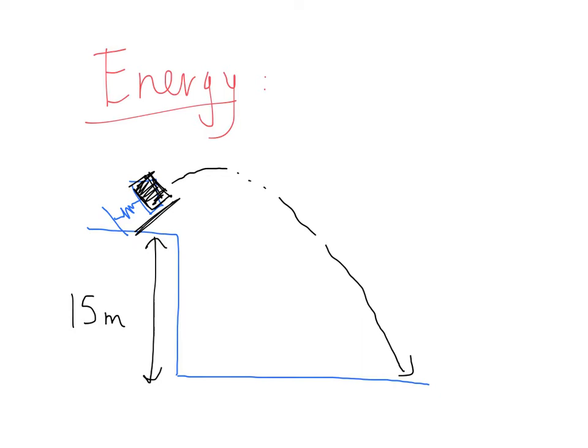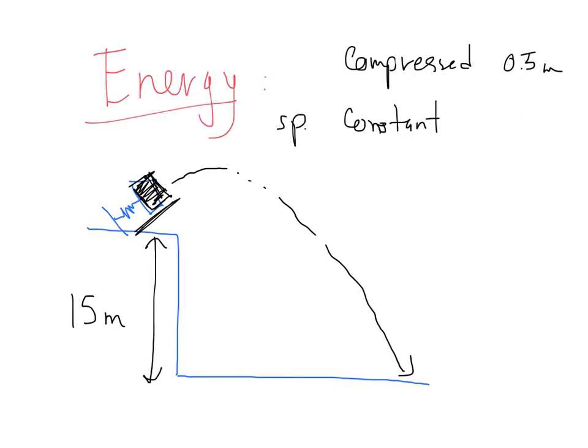Let's say the spring is compressed a half a meter. That's an x, not an m. Let's say the spring constant is 200 newtons per meter. By the way, you should know what that means physically. It means it takes 200 newtons of force to compress the spring 1 meter.